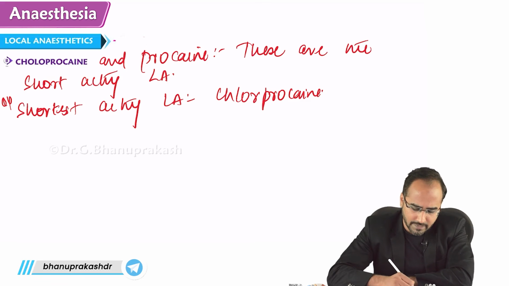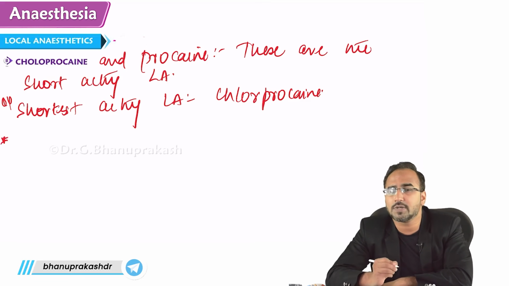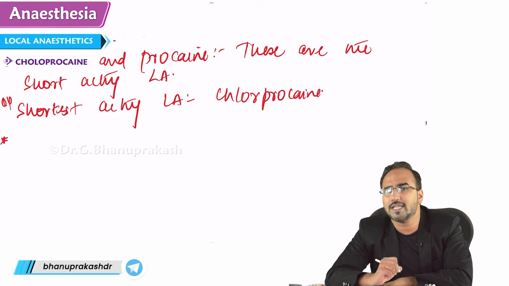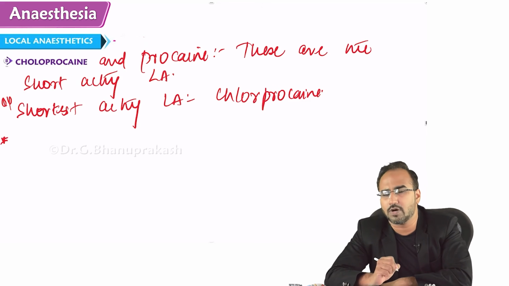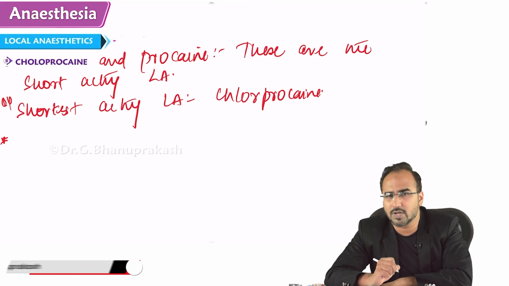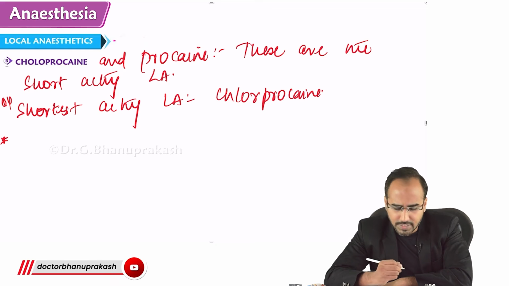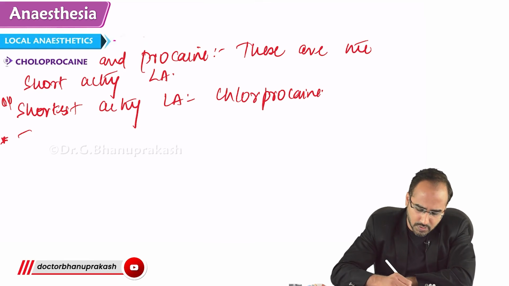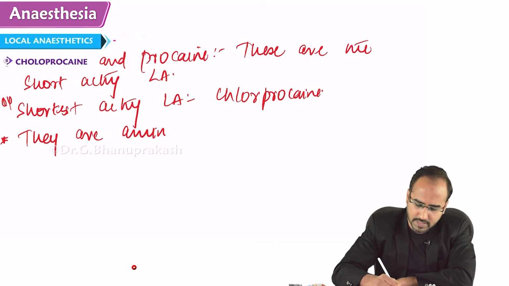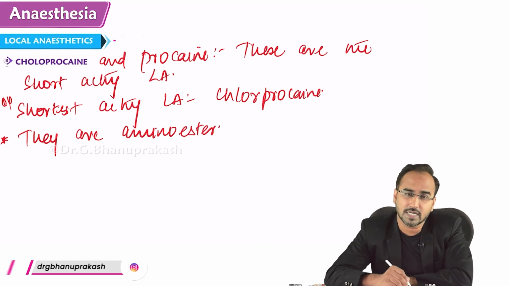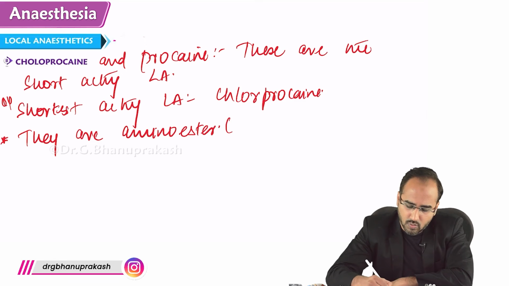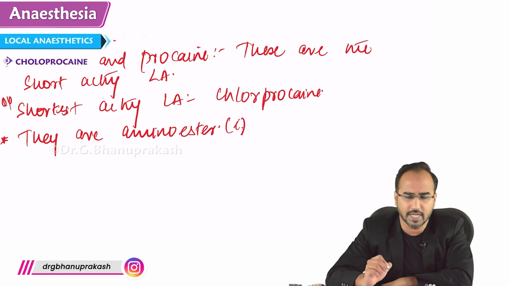Anyways guys, the next thing that I am going to ask you is, in which category do they belong? Amino ester or amino amide? Come on, think. These two drugs belong to the amino ester category. Why, sir? Because they have how many eyes? One eye. All amino esters have one eye.